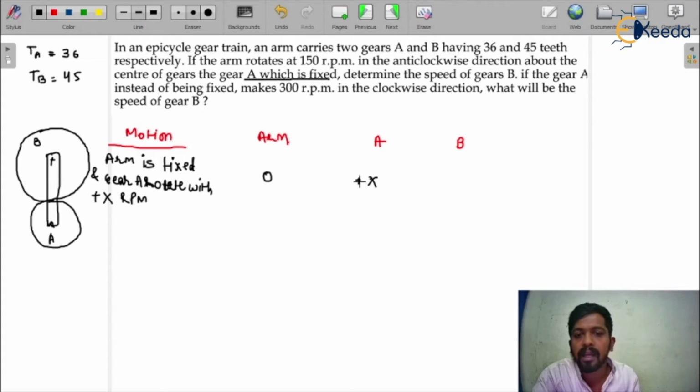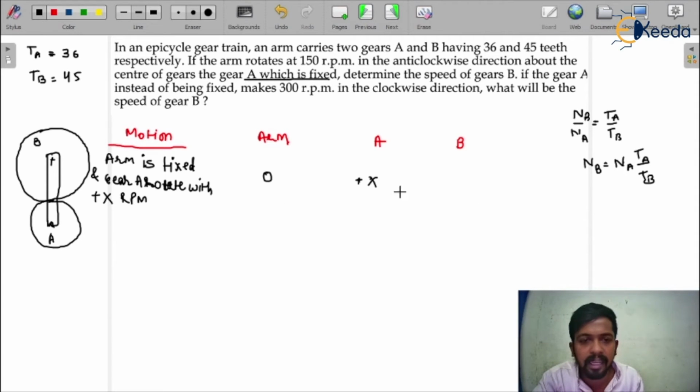How can we find the speed of B? We know the speed can be found using the velocity ratio NB upon NA equal to TA upon TB, but this formula only gives the magnitude of the speed. You need to consider direction also. So the speed of B, when the arm is fixed, is x TA upon TB.